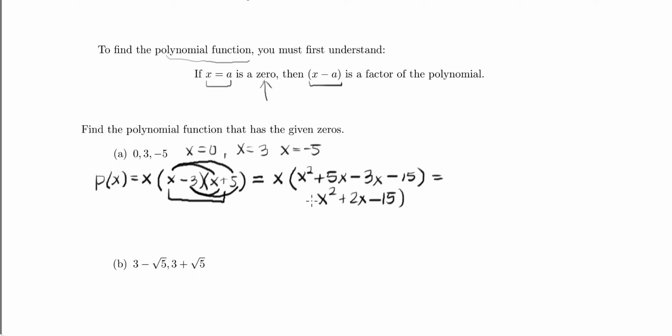Now, since there's an x on the outside, I'm going to distribute that as well. Our answer is x cubed plus 2x squared minus 15x. So this is the polynomial function, p of x equals x cubed plus 2x squared minus 15x, given that the zeros are these guys right here. All right, let's try a second example, example B.